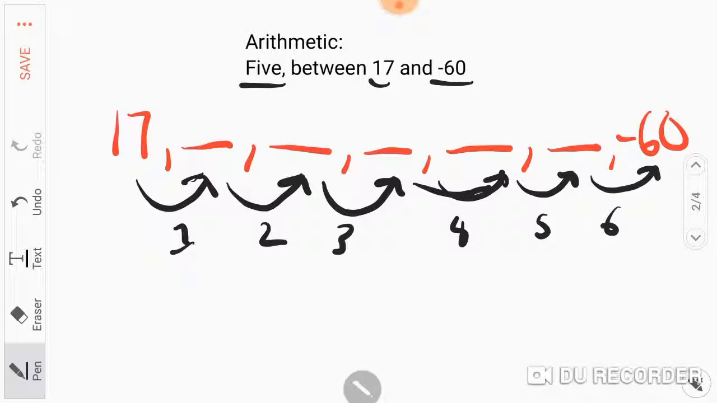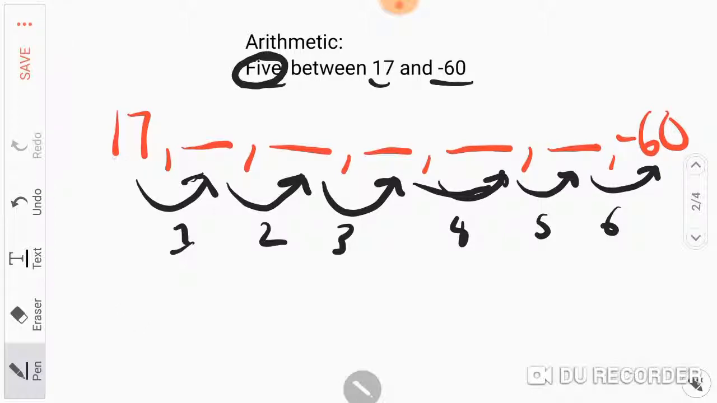So 6 times. An easy way to remember for both geometric and arithmetic is that it's just how many numbers you need plus 1. So in this case, it's 6. Because we need 5 numbers, and then we add 1 and get 6.